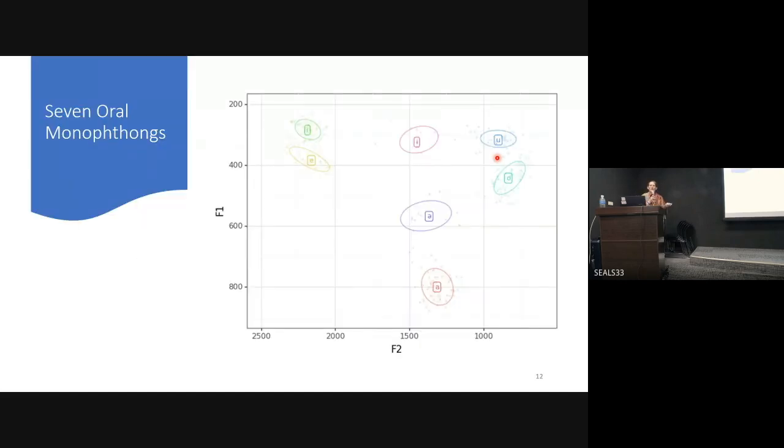I'll show you here the scatter plot for the monophthongs, where you see F1 on the y-axis and F2 on the x-axis, and you can see here the relations between these 7 monophthongs. If I take the red out of the way, it's probably easier to see the color.